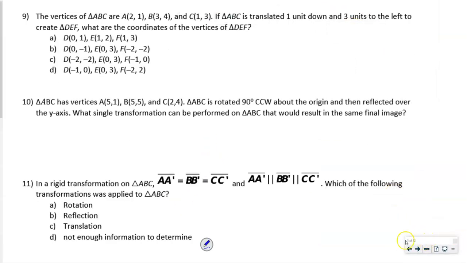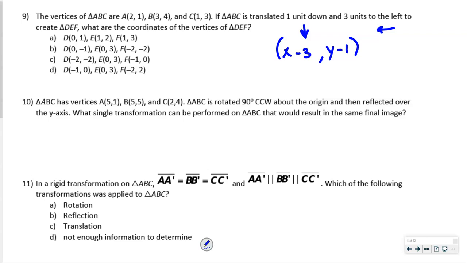So next we have number 9. So number 9 says the vertices A, B, C are A, B, C, and if ABC is translated 1 unit down and 3 units left. I kind of like to do this because often this is going to show up like this on an exam, okay? So remember, this means y minus 1, and this means x minus 3. That's what's happening, okay?